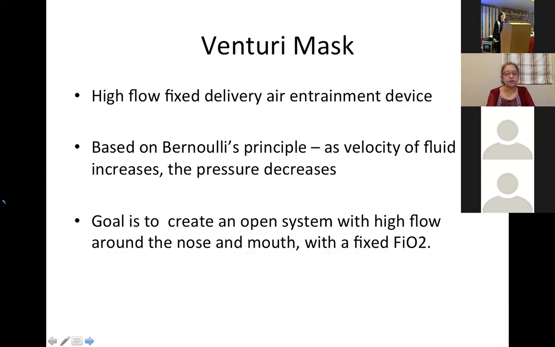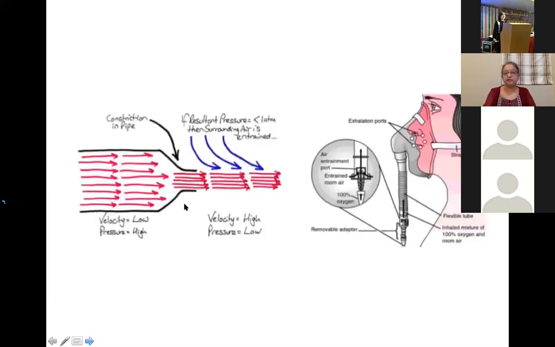Coming to the Venturi mask, these are very little used and should be used more, especially in patients who are coming out of the intensive care unit, those who are coming out of high dependency units, where you want to give a high flow, fixed delivery air entrainment system. It is based on Bernoulli's principle, where as the velocity of a fluid increases, the pressure decreases. So the goal of a Venturi mask is to create an open system with a high flow around the nose and mouth with a fixed FiO2.